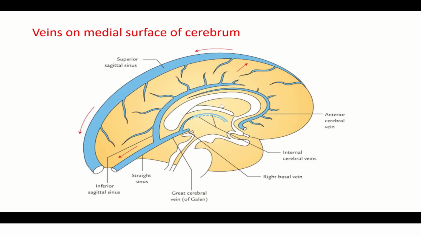You can see here, this is the anterior cerebral vein. This is the part which is drained by the superior cerebral veins into the superior sagittal sinus. This is the part which is drained into the inferior sagittal sinus. So this particular area, the anteriormost part, which is not drained by either of these sinuses, is drained by the anterior cerebral vein. So here you can see the internal cerebral veins. You can see here the basal vein and internal cerebral veins. They are joined to form the great cerebral vein of Galen.